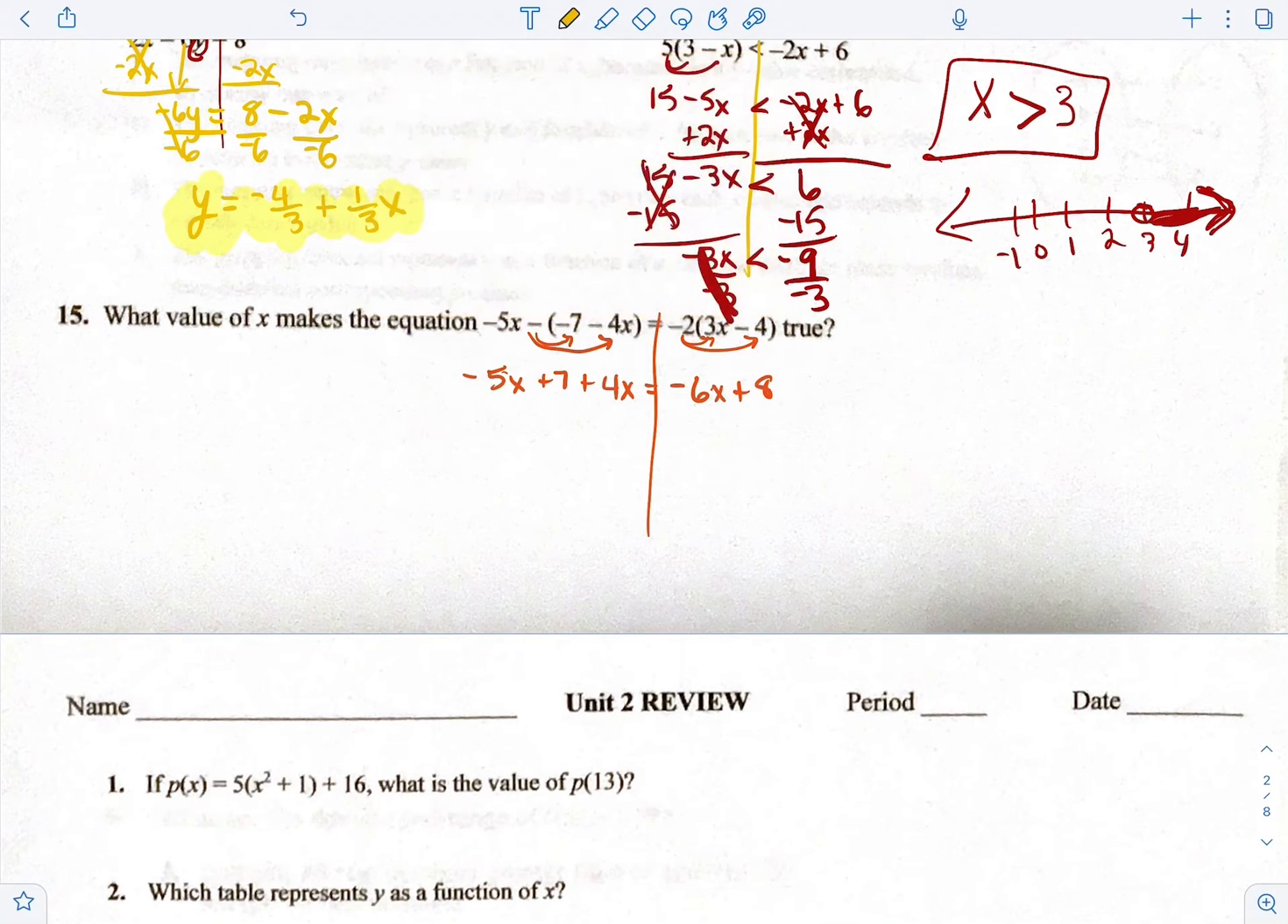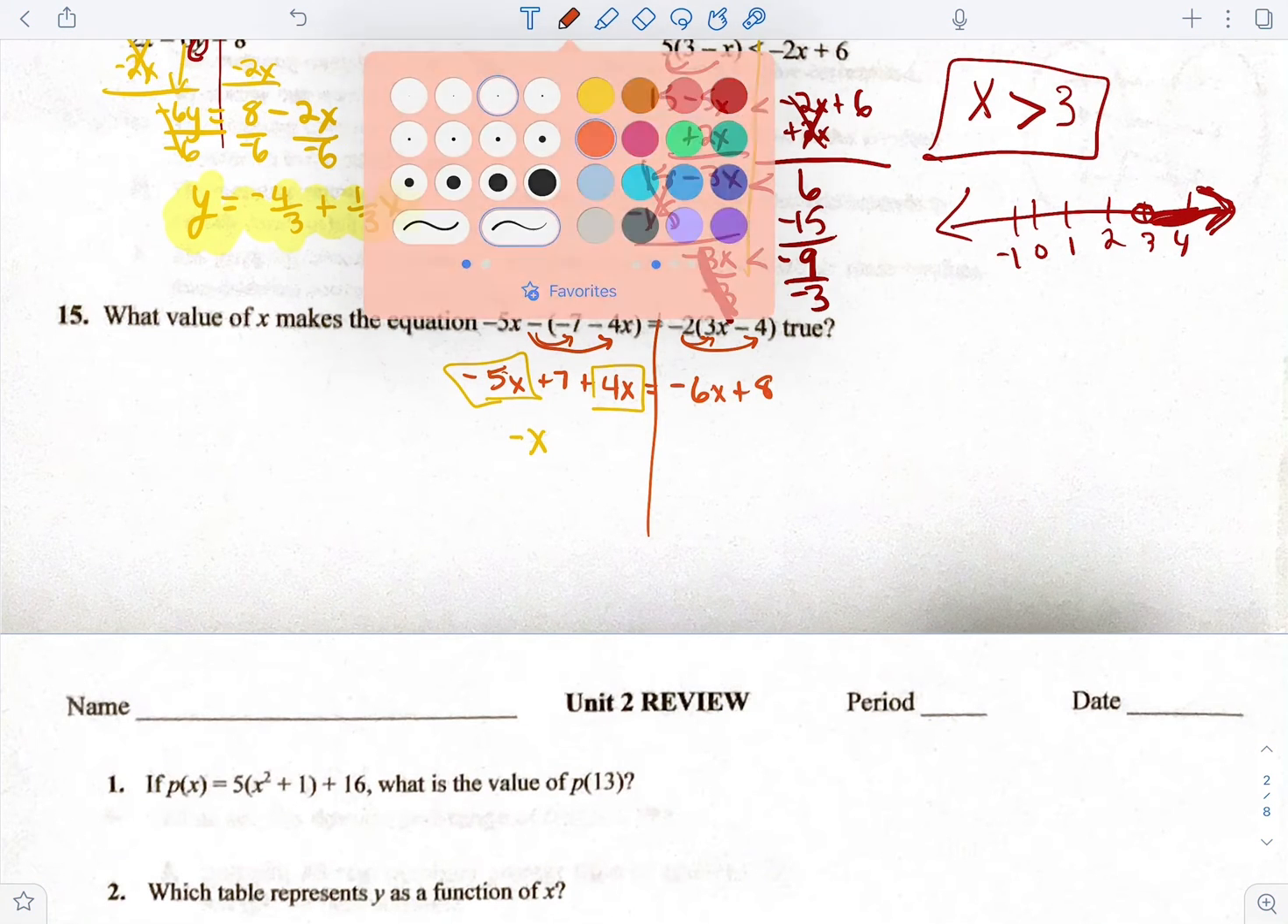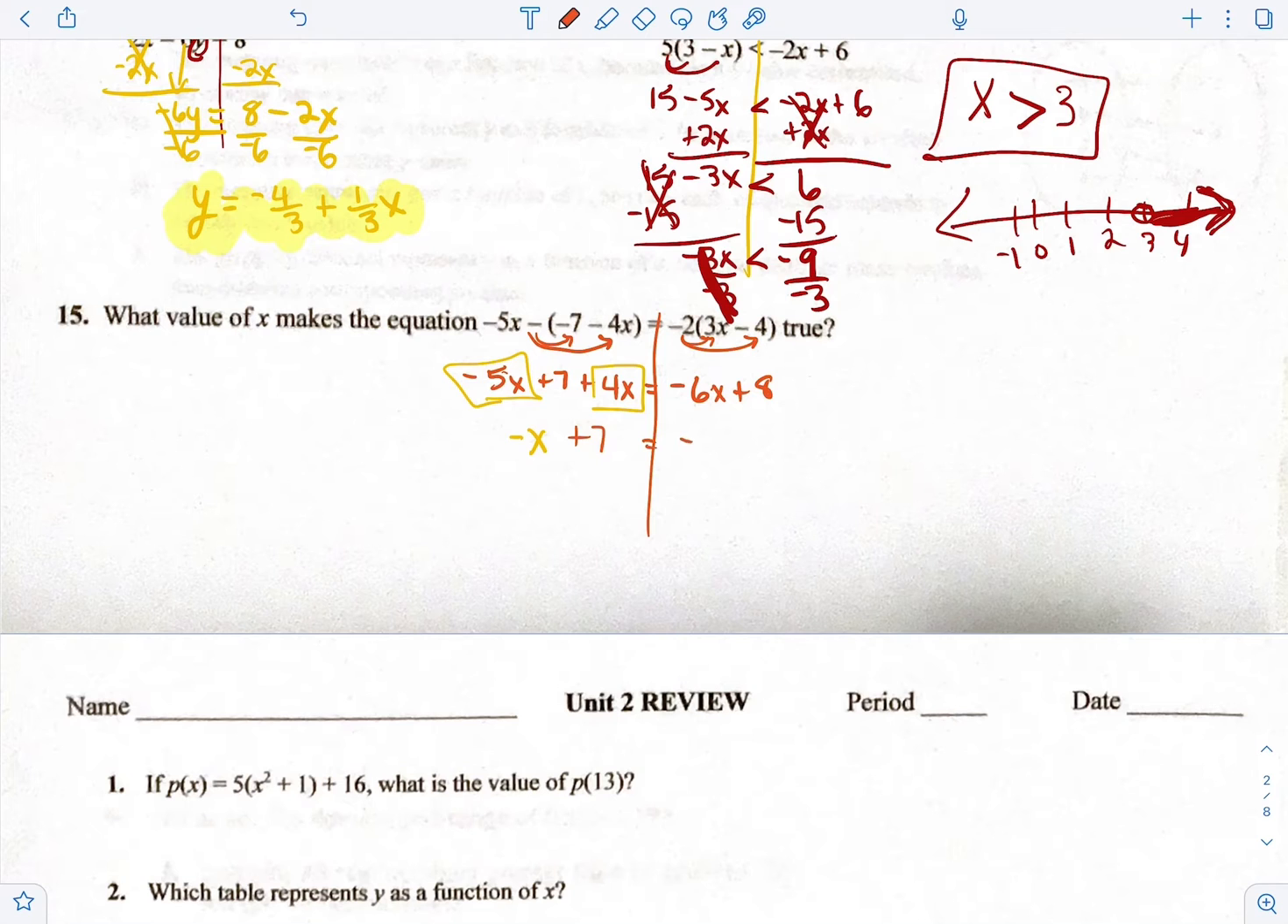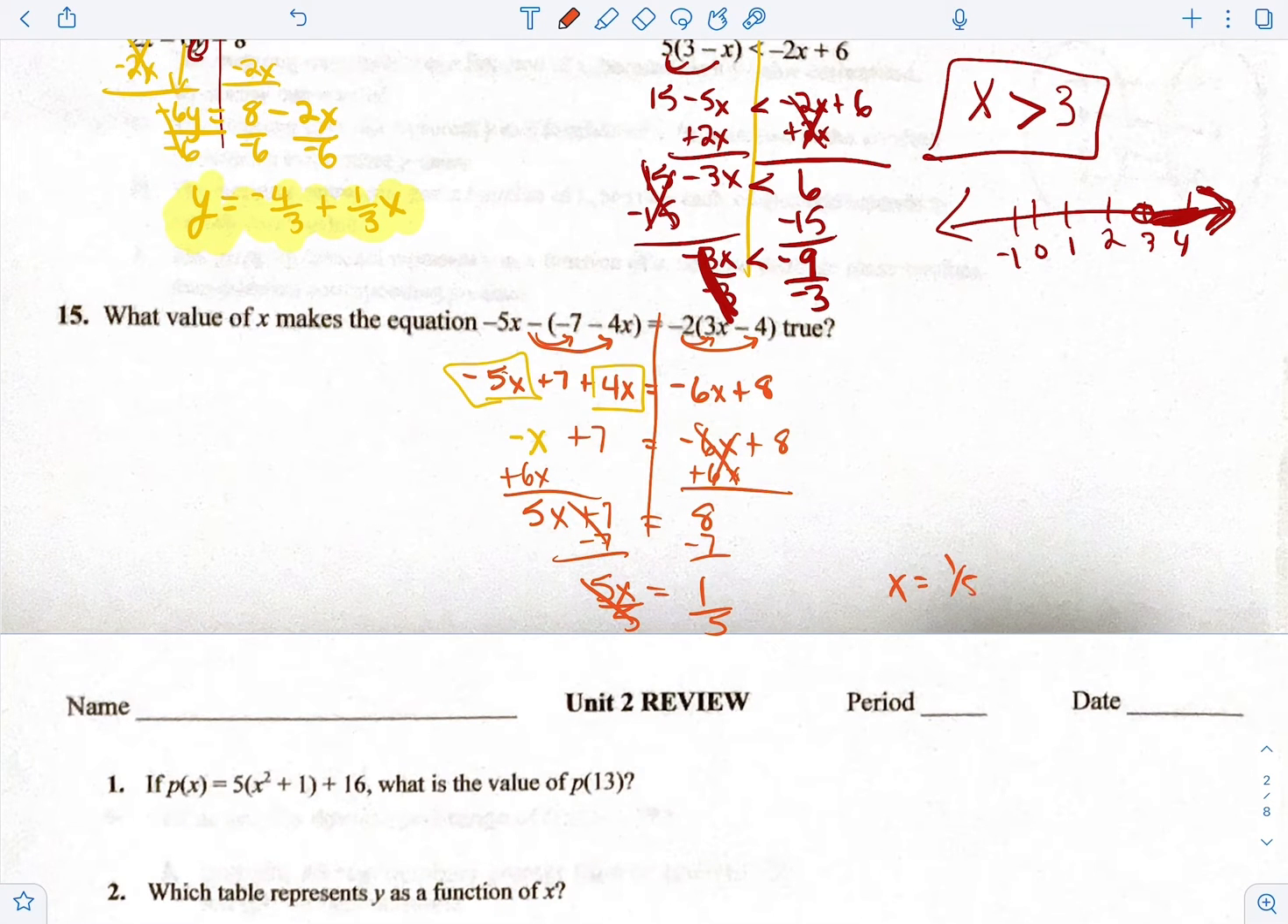We do need to combine some like terms, right? A negative 5x, positive 4x, so that's negative x plus 7 equals negative 6x plus 8. Add 6x to each side, and that'll be 5x plus 7 equals 8. Subtract 7, and 5x equals 1. Divide by 5, and x equals 1/5.